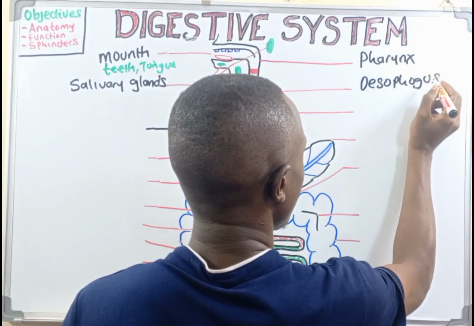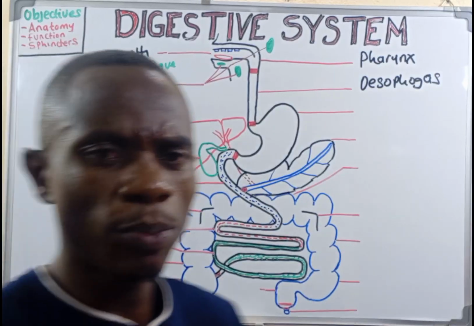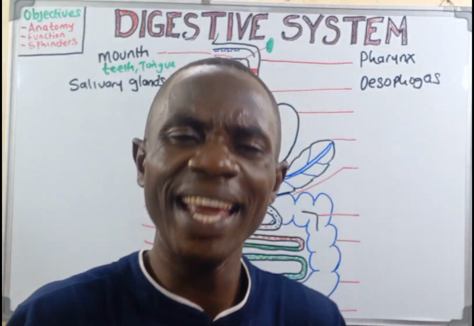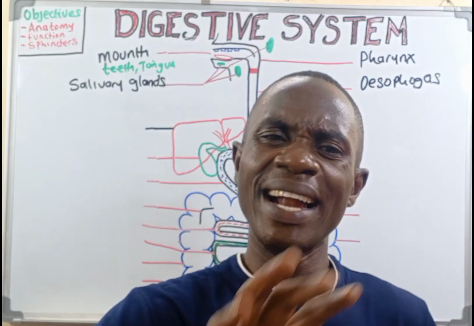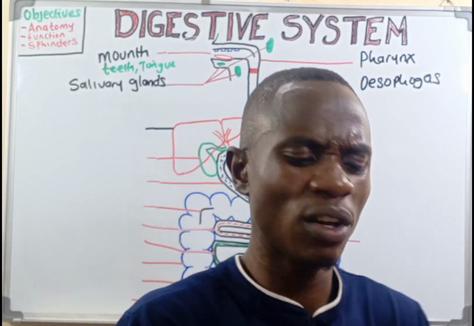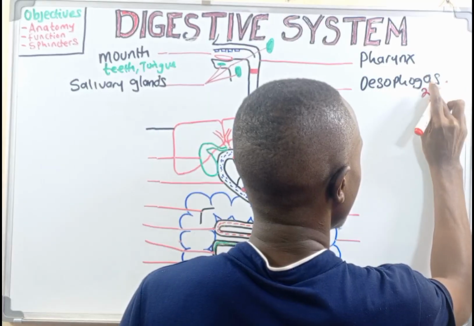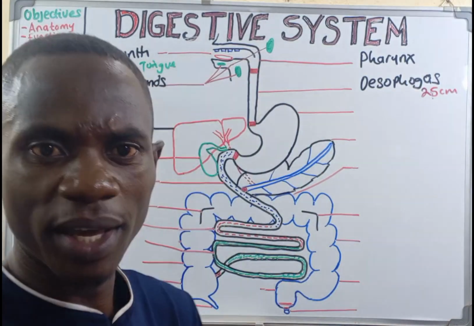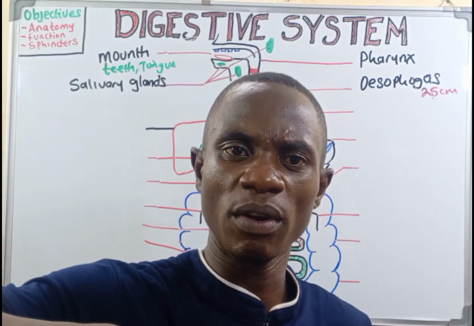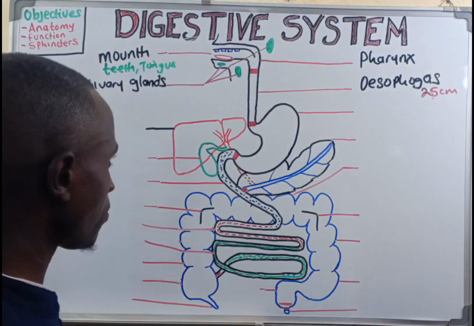Okay, this is what we call the esophagus. And the esophagus is one of the most important tubes, and this tube aids in the movement of food down to the stomach. This tube is close to 25 centimeters long. It aids in the downward movement of the food into the stomach. Such another beautiful thing.